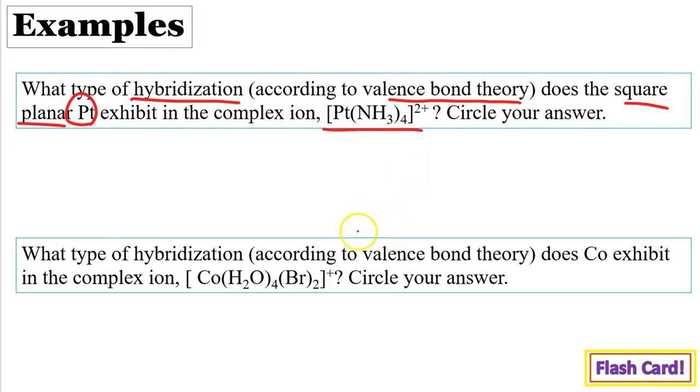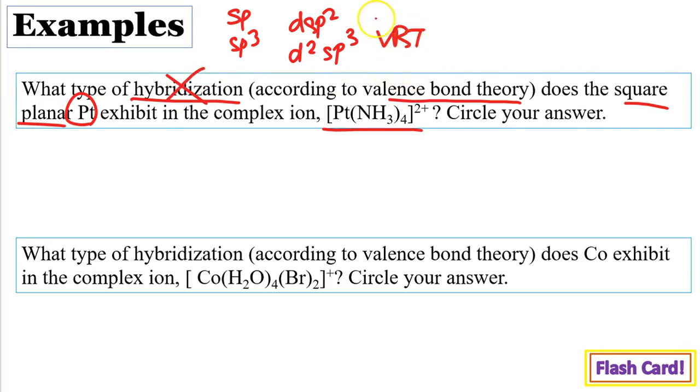So first we're talking about hybridization. That means I have to make sure, am I talking about linear? Am I talking about tetrahedral? Am I talking about square planar? Am I talking about octahedral? That's what we need to know. I'm just going to start writing that down. And of course, this is based on valence bond theory.